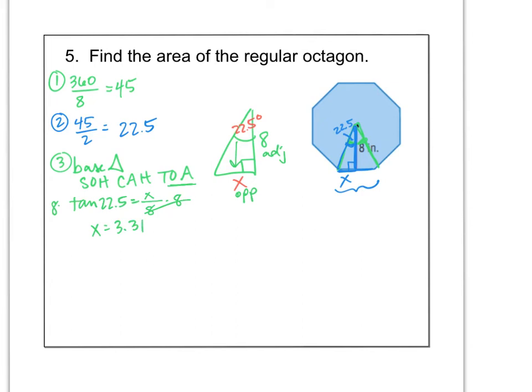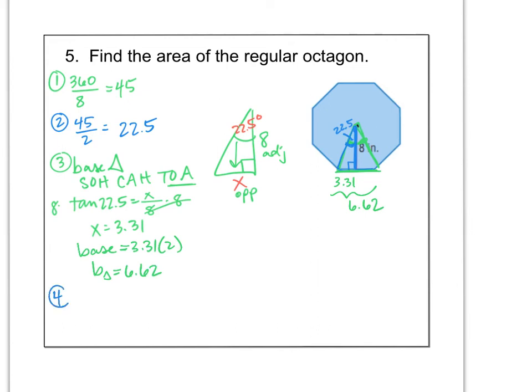So what you now know is this little spot is 3.31. But to get the whole base, you're going to have to double that. So it'll be 6.62 all the way across there. So the base of our triangle is 3.31 times 2, or in other words, 6.62.